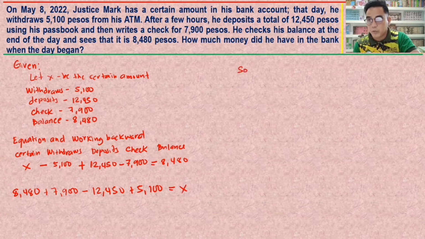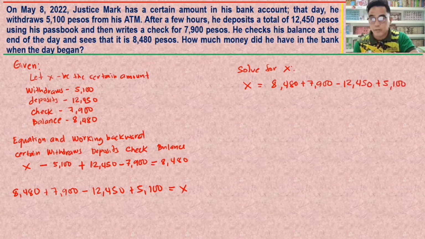This time, we're going to solve for X. So, simply, we're going to add 8,480 plus 7,900. And then, we're going to subtract 12,450 and finally add 5,100 to get the value of X. Here we can do the simultaneous operation. We're going to add and here we're going to subtract.